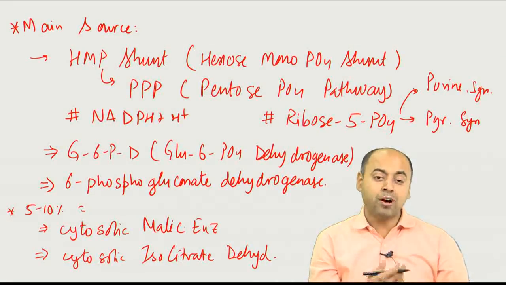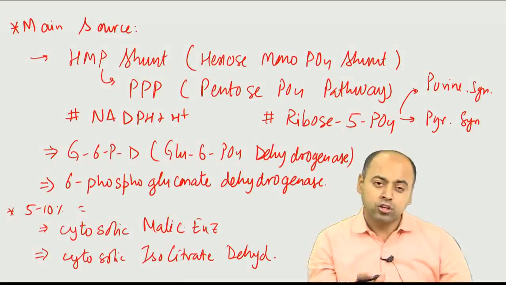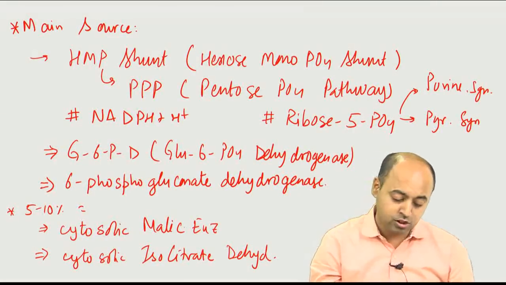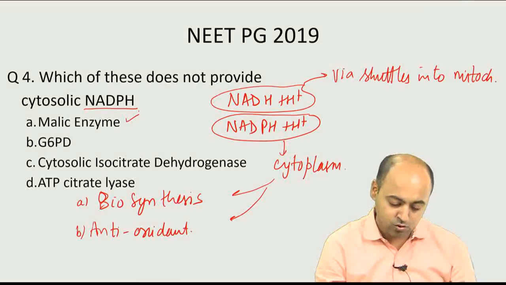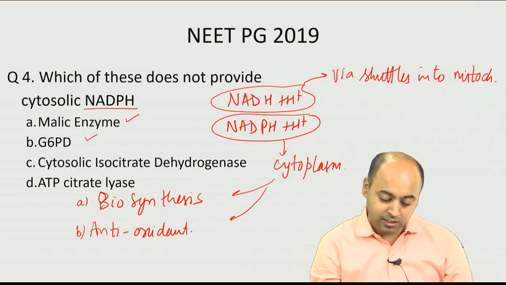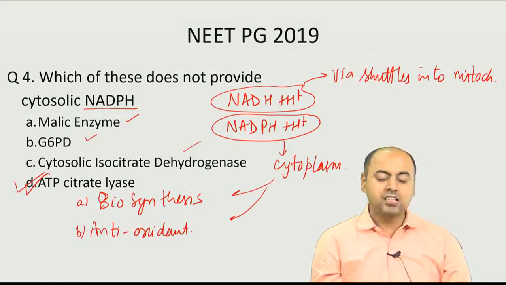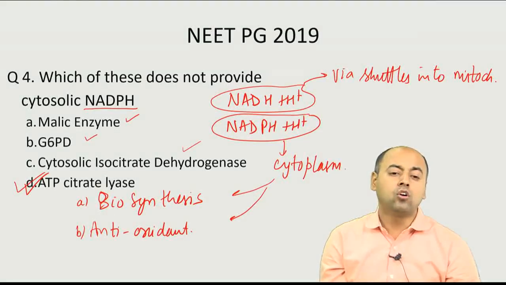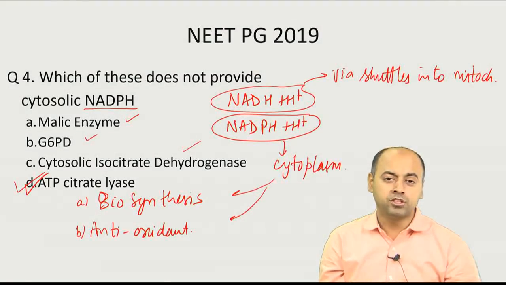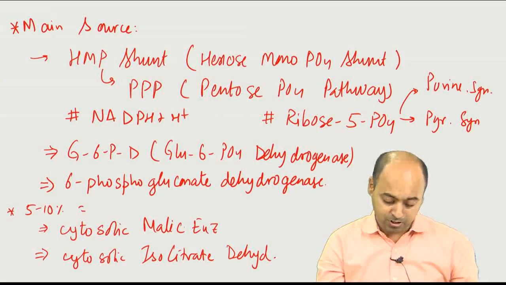Inside the cytoplasm, these are two minor sources of NADPH, and they can also contribute a small amount to the NADPH production. So that means malic enzyme, it is a source. Glucose 6-phosphate, it is a source. The cytosolic isocitrate dehydrogenase is also a source. So we are left with the ATP citrate lyase. The ATP citrate lyase is not a source of the cytosolic NADPH.